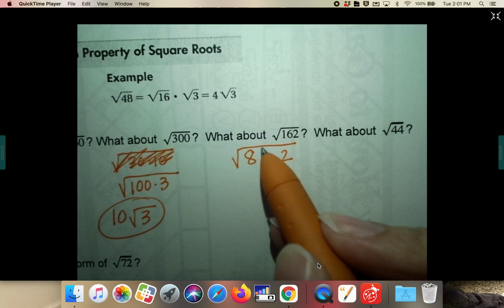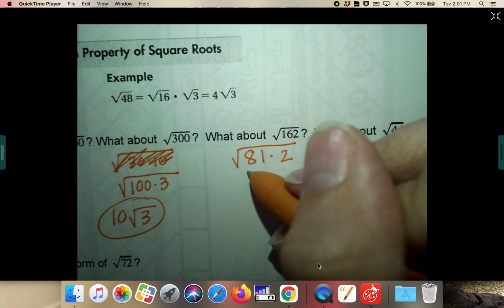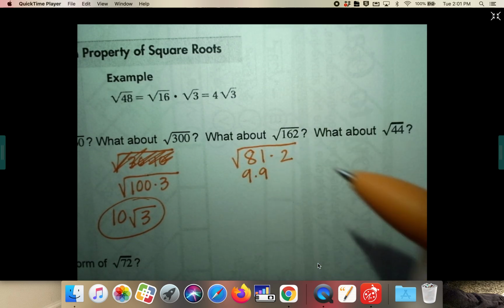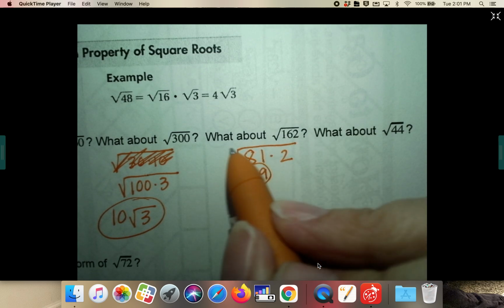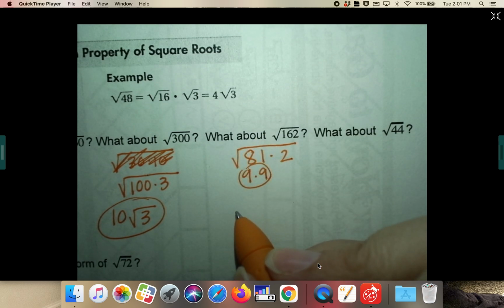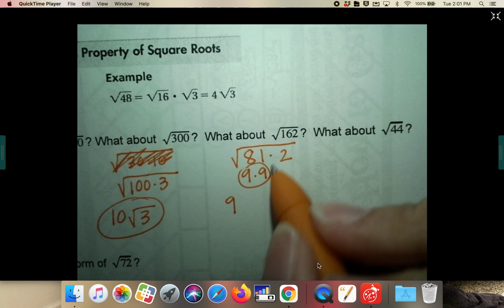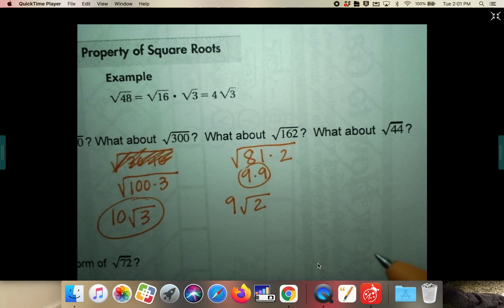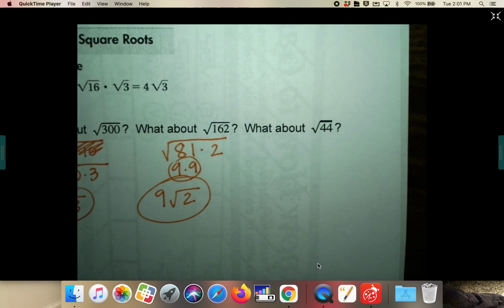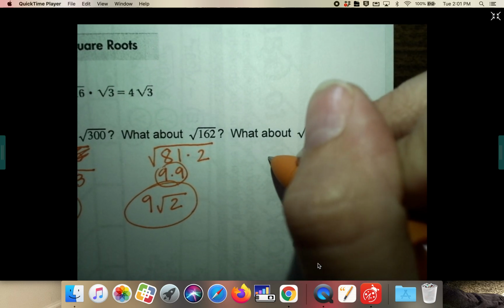So the square root of 81 is 9. It's the same thing as 9 times 9 is 81. So when it pops out, there's only one of them because the square root of 81 is 9. And the square root of 2 has to stay inside the radicand. So 9 root 2.